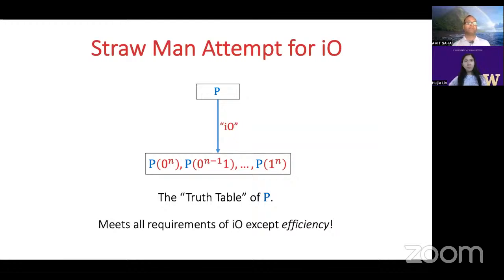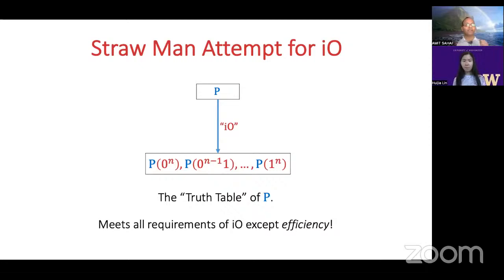Well, then one very simple way for us to do that would be to simply write down the truth table of the function. In other words, just take our program P, evaluate it at all possible 2^n inputs over F_2^n, and just write down all of the outputs, right? This is certainly a canonical form for our function over F_2^n, and it achieves the definition of I/O, except for efficiency. Remember that I/O has to be an efficient transformation, whereas this transformation is clearly very inefficient. So what this shows, however, is that it really boils down to efficiency.